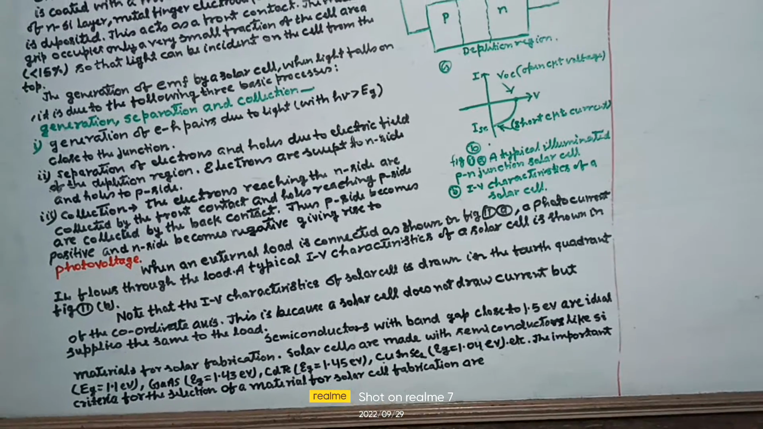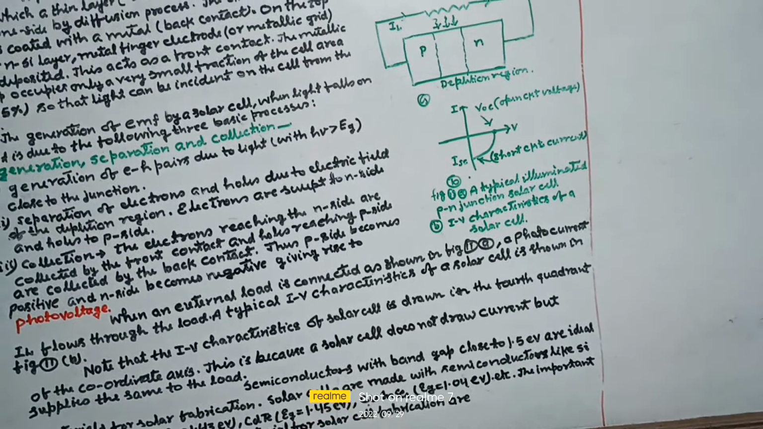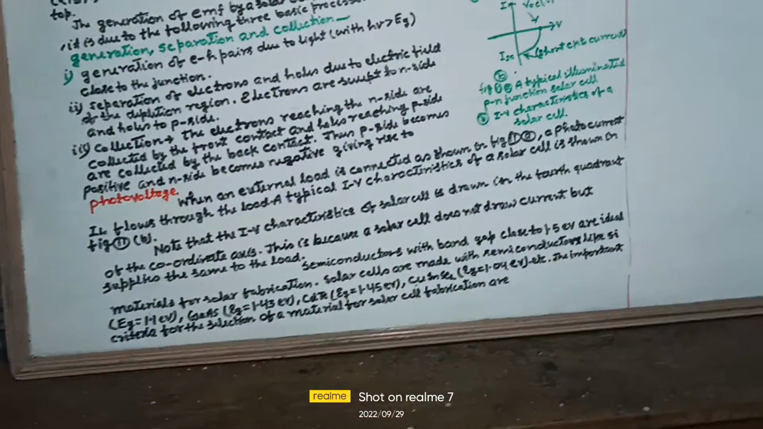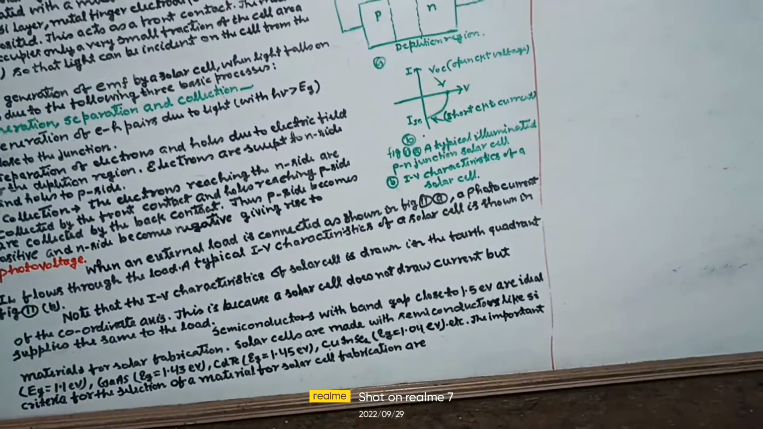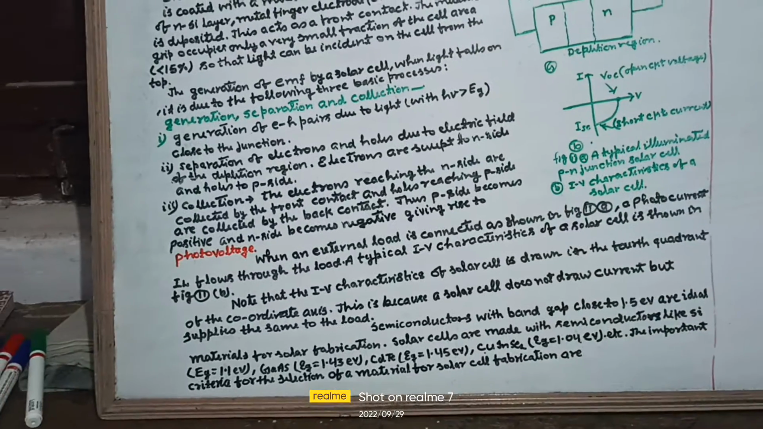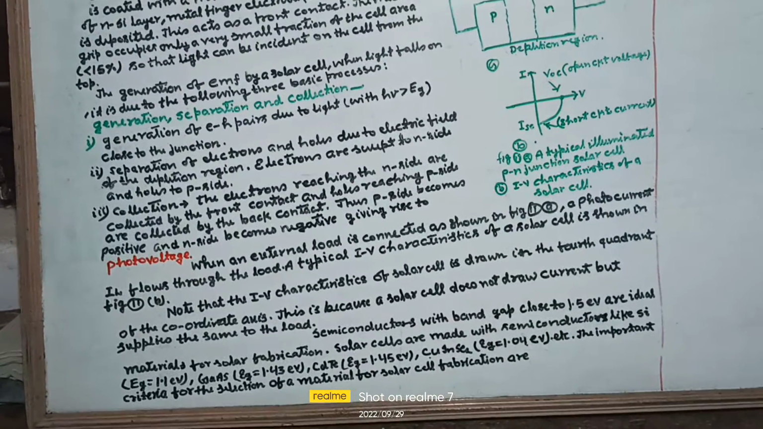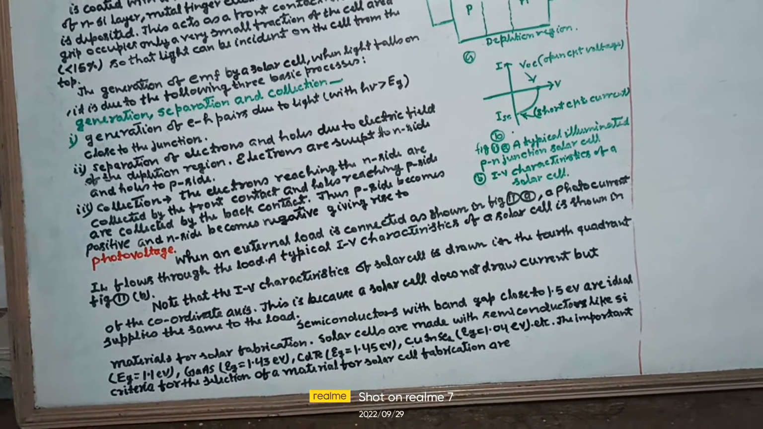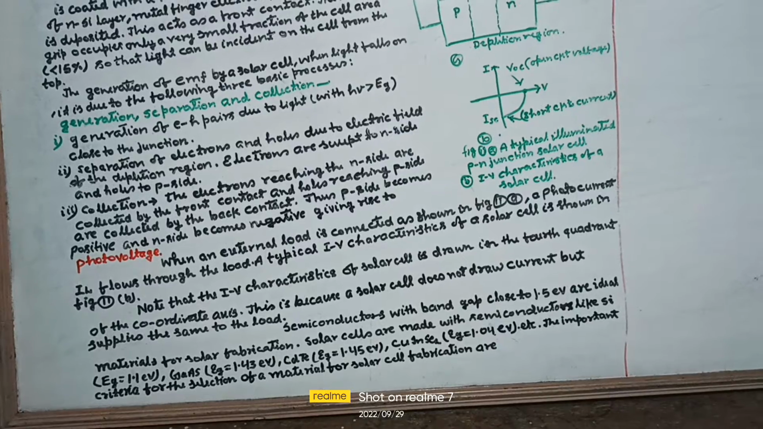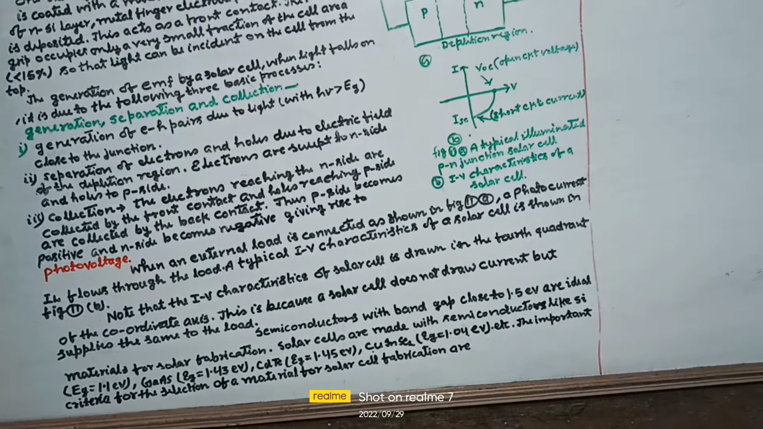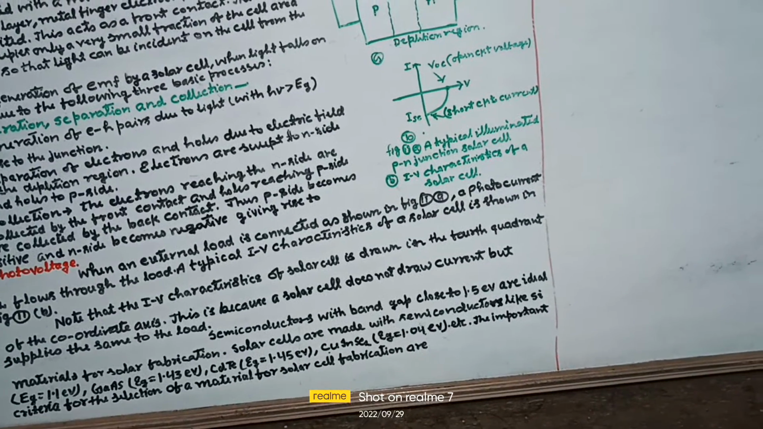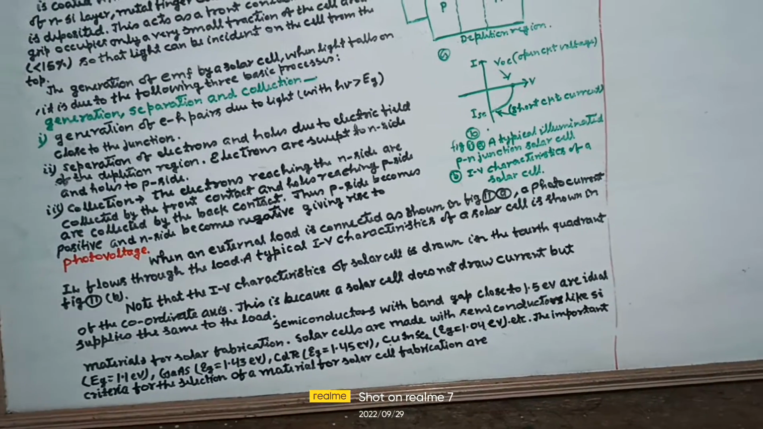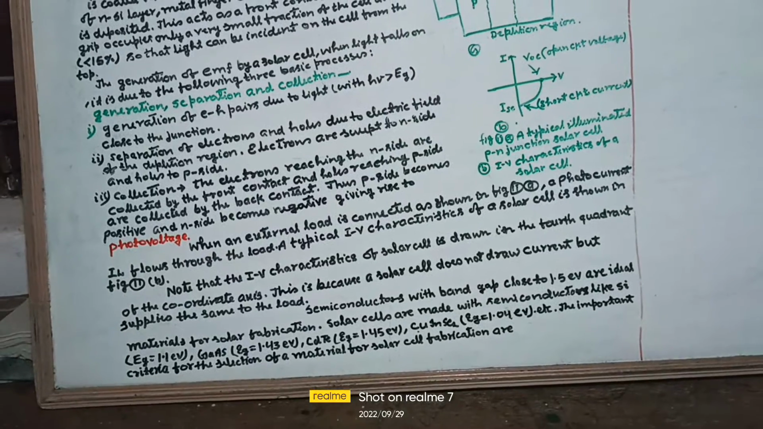Semiconductors with band gap close to 1.5 electron volt are ideal materials for solar cell fabrication. Solar cells are made with semiconductors like Si, Eg=1.1 electron volt, gallium arsenide, Eg=1.43 electron volt, cadmium telluride, Eg=1.45 electron volt, CuS and CdS, Eg=1.04 electron volt, etc.